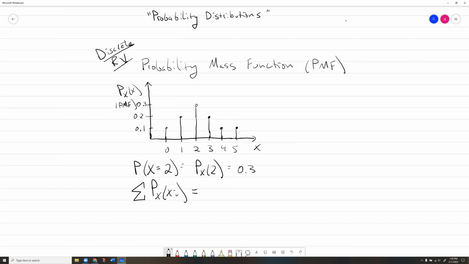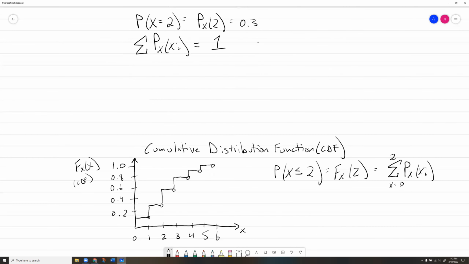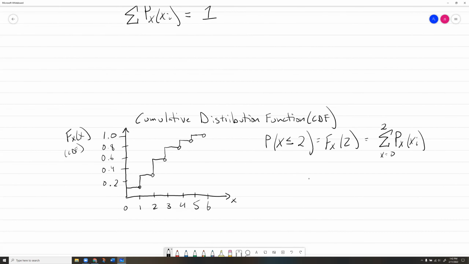Now, if we sum all these up, they should sum up to, you guessed it, 1. So if we sum up all the potential probability masses or probability that x can take on, that should sum up to 1. And hopefully that does for this example as well. So that's our distribution for discrete random variables. And let's go down and look at cumulative distributions.